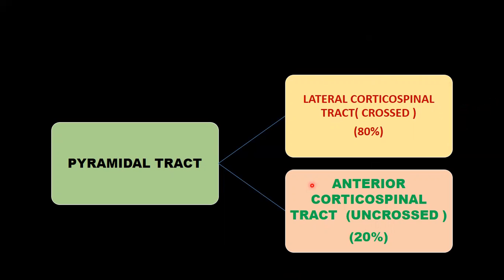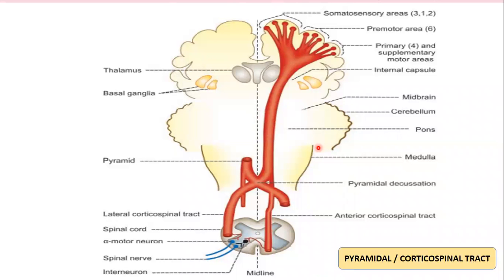The examiner does not directly ask you about the lateral corticospinal tract. He or she directly asks, for example, the crossed pyramidal tract comprises how much percent. So you might get confused, so remember these other names also. Let's see what this pyramidal corticospinal tract is all about.